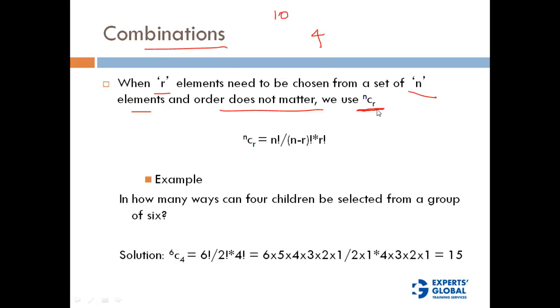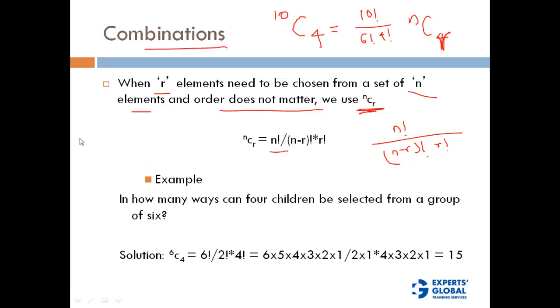The combination is written like this, nCr. So out of n people I am taking r people. In this case it is 10C4, and the formula is n factorial divided by (n minus r) factorial divided by r factorial. So here it is going to be 10 factorial divided by 6 factorial divided by 4 factorial.